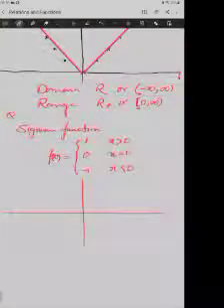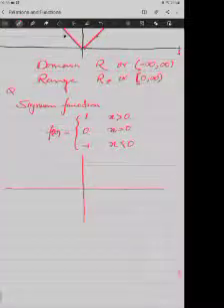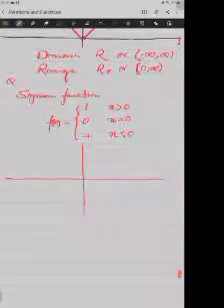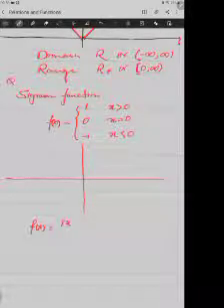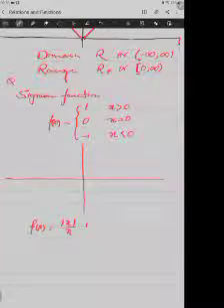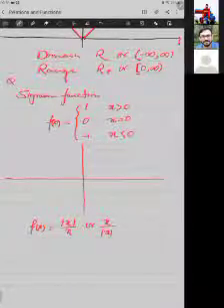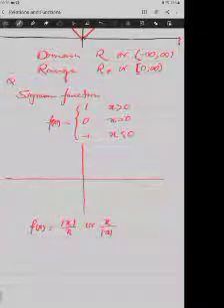Now see, I'm representing the function in this manner, in function form f(x) equals mod x upon x, or I could also write x upon mod x. See this thing, that the signum function is either this or this. Now, greater than 0 values we are going to put. Greater than 0 we can put.